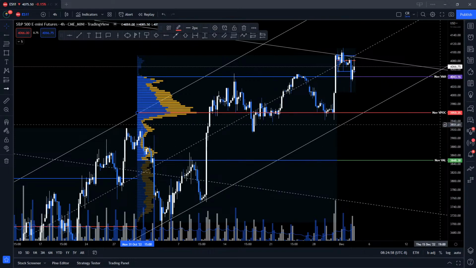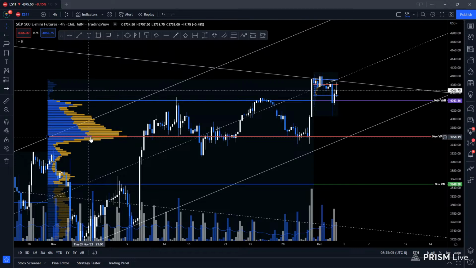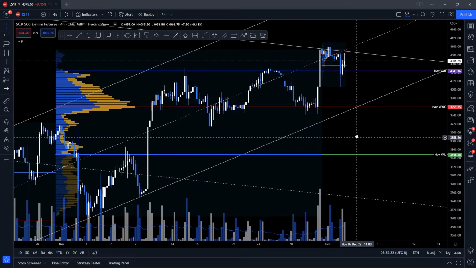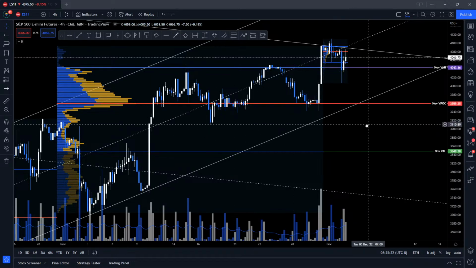I'm not going to go into the difference between a VPOC and a POC too much in depth, but I'll go over it really quickly. POC is the point of control, and that's basically the area on the chart where the most trading took place on a given time frame. So on the 1 month, this red line is where the most volume of trading took place. Our value area is where 68% of the volume took place on a given trading period. So for this month, this highlighted area here is going to be our value area.